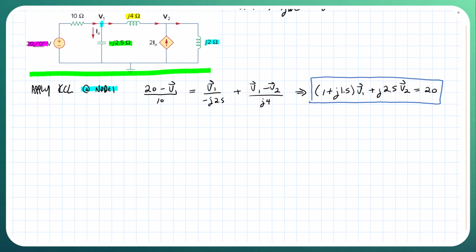Okay, now let's look at node 2. At node 2, right here, we get 2 Ix plus V1 minus V2 over j4 is going to equal V2 over j2.